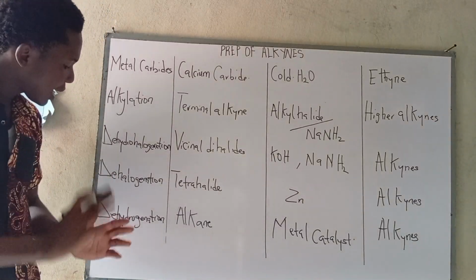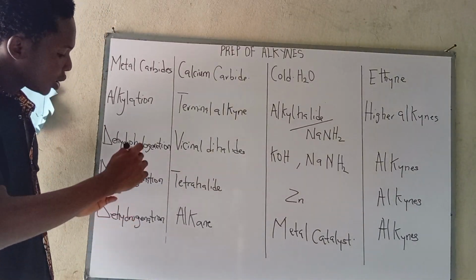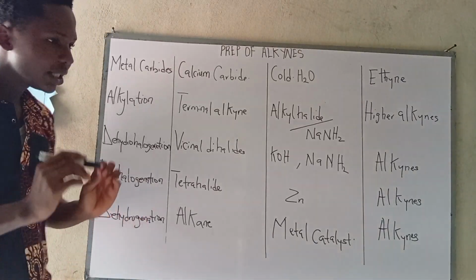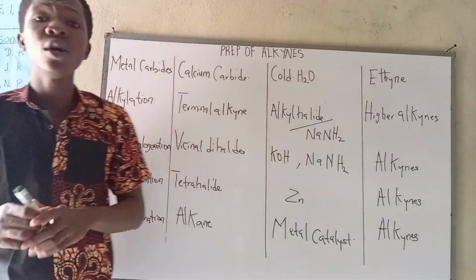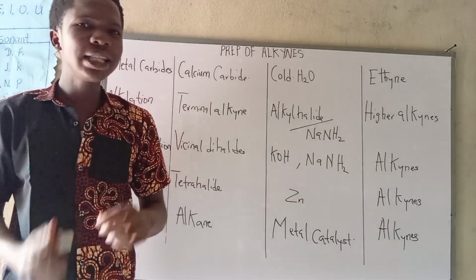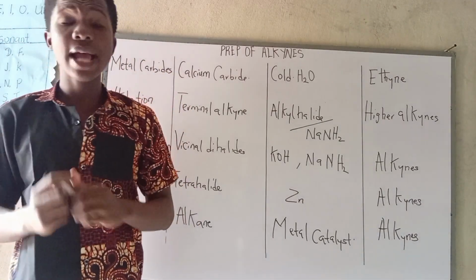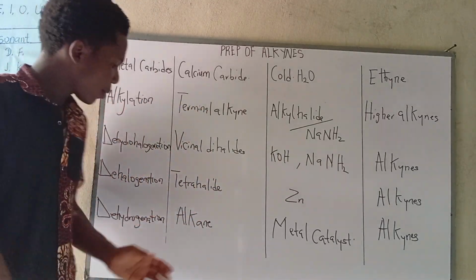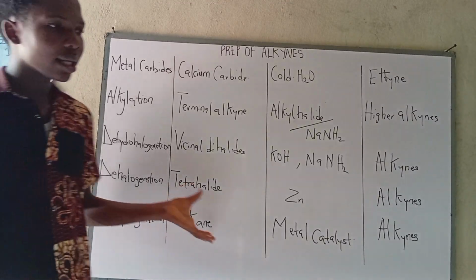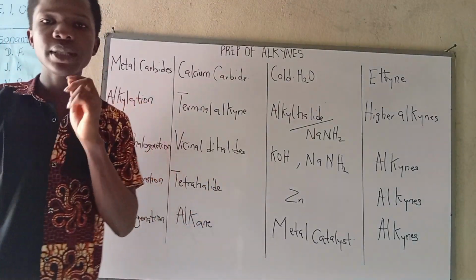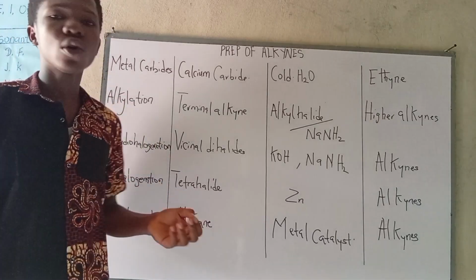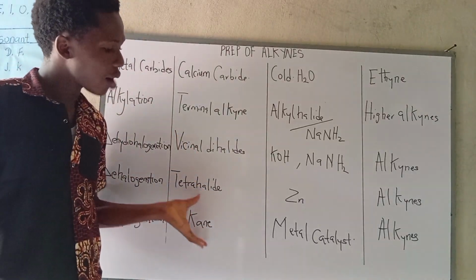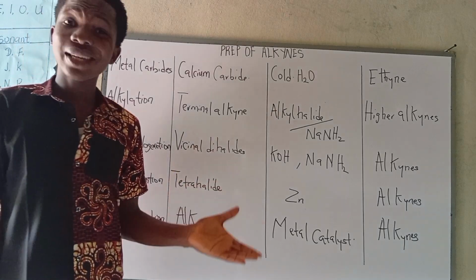Now, we look at the final one, dehydrogenation. Now this is very simple. It has to do with what? Removing what? Hydrogen molecule. I didn't say hydrogen atom. I didn't say water molecule. I said hydrogen molecule, which means 2 hydrogens will be removed. Now, in this case, when we remove 2 hydrogens from an alkene, something happens. It forms what? Another bond, a triple bond, which will make this alkene be converted to an alkyne.